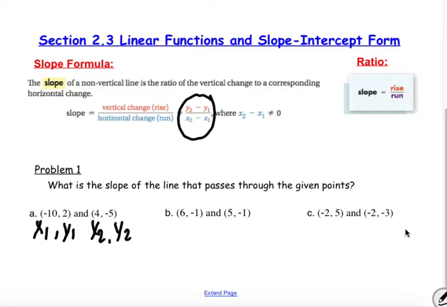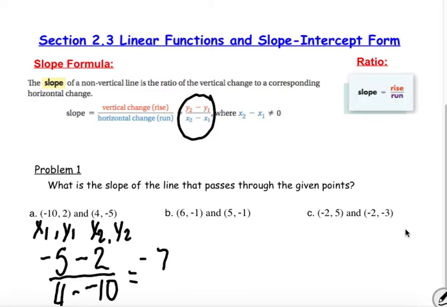So y2 would be negative 5, minus our y1 would be 2, over our x2, which would be 4, and minus our x1, which would be negative 10. Negative 5 minus 2 gives me negative 7. 4 minus a negative 10, this turns into a plus, so I got over 14. Simplify. That gives me a negative 1/2.